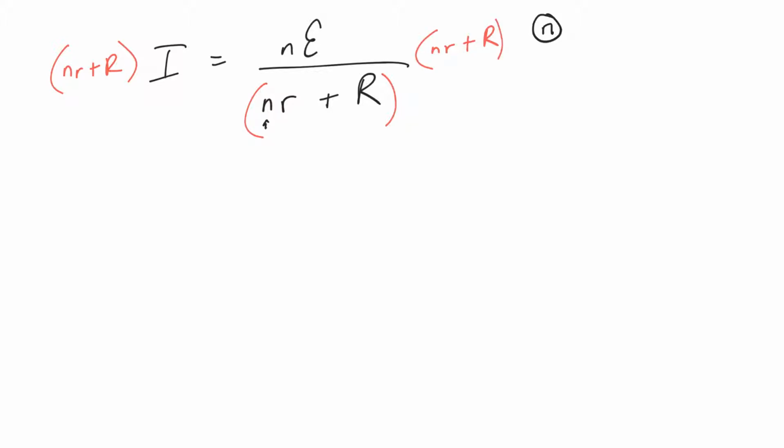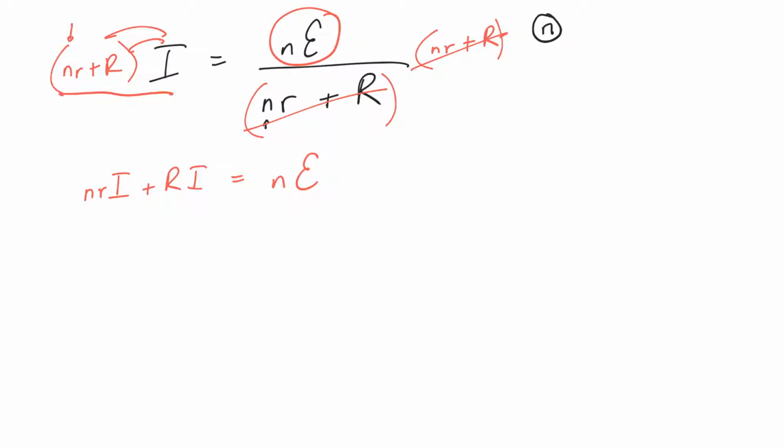Okay, so on the right hand side they go away. So now I'm left with on this side this, and on this side this. The n is now still in a bracket, so why don't we multiply this I through? So on the left side we'd get nr times I plus capital R times I is equal to n and an e.